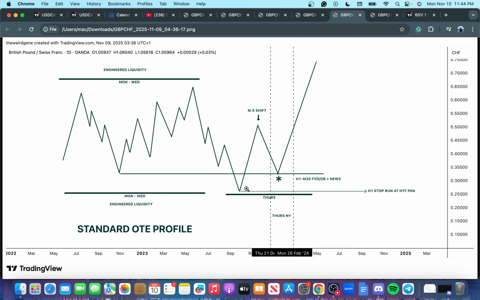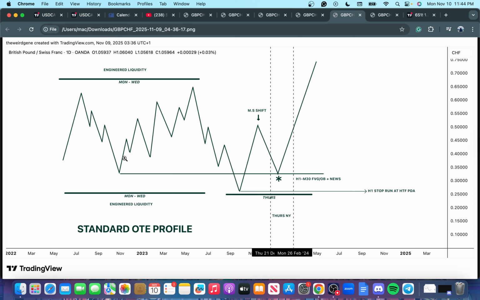I like to call it fair valuation. So for me, optimal trade entry is simply fair valuation. What would I deem as a fair value bargain if I wanted to align with my thesis, right? So the first model here is the standard OTE profile.